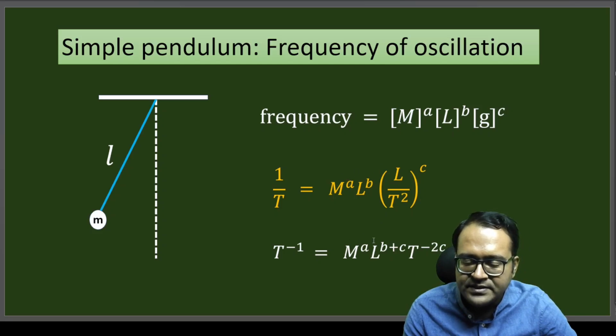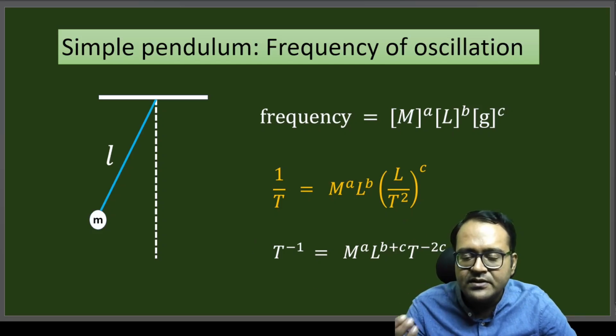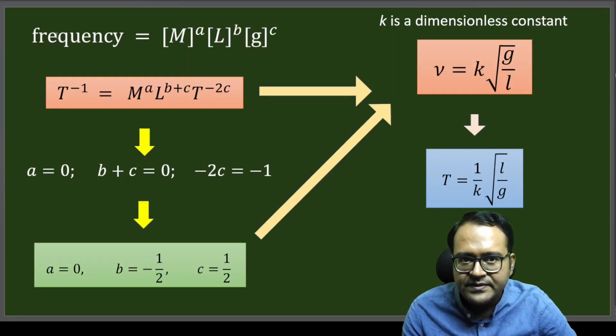Now just write all the quantities together. m appears only one time, so it's m to the power a. L appears 2 times, here it's b, here it's c, so L to the power b plus c. And t appears only 1 time, so it's t to the power minus 2c. So t to the power minus 1 should equal this, and then the simple law of exponents tells you that a should be 0. On the left-hand side you don't have any m, so a is 0. You also don't have any L, so b plus c will be 0. On the left-hand side you only have t to the power minus 1, and here you have t to the power minus 2c.